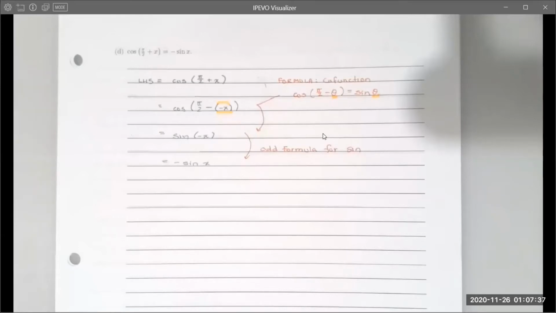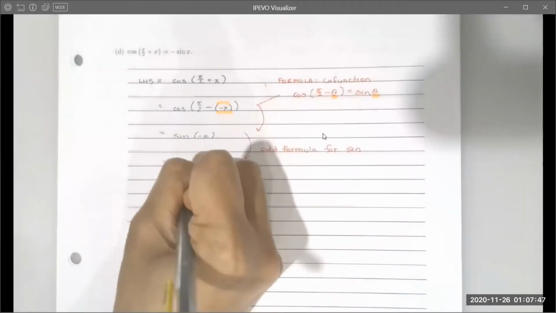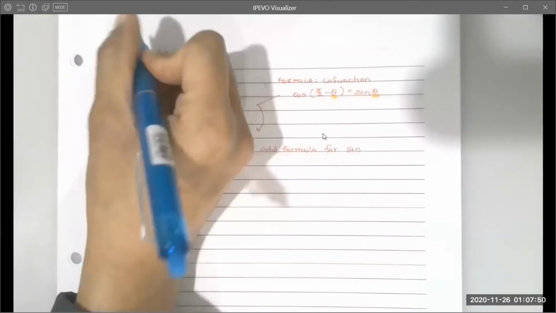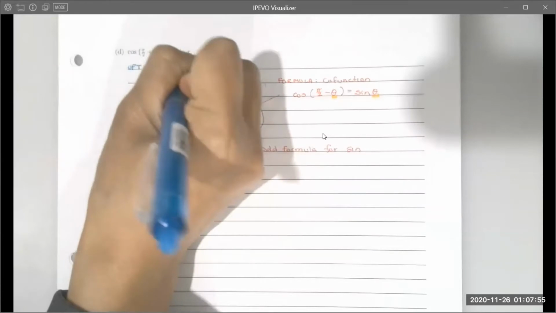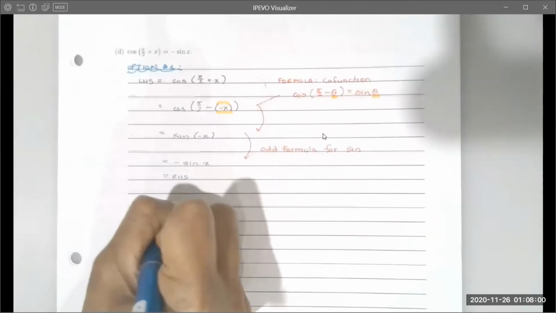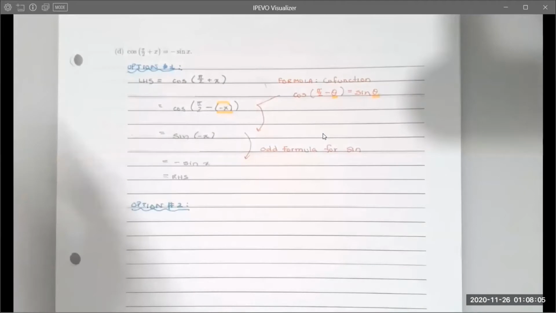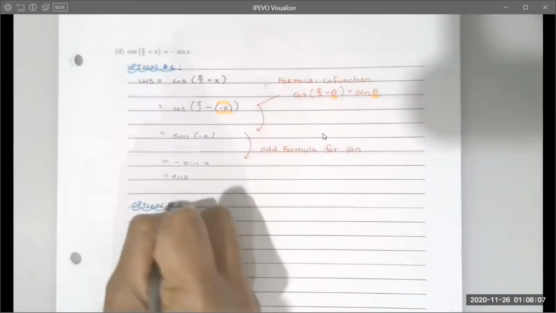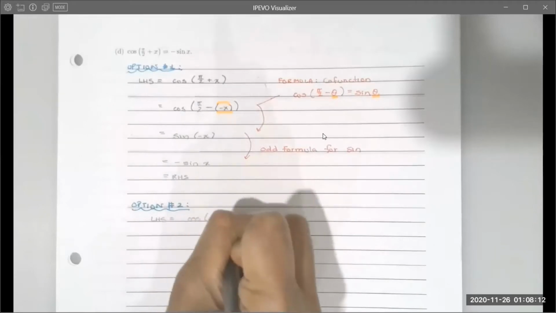And now that's one possibility. You could have also used the sum formula. At this point we're done because this is the right-hand side already. But I'm going to show you what would have happened if we had used the sum formula. So here I'll have option 2. Again, we're going to start at the left-hand side, which is cosine of pi over 2 plus x.